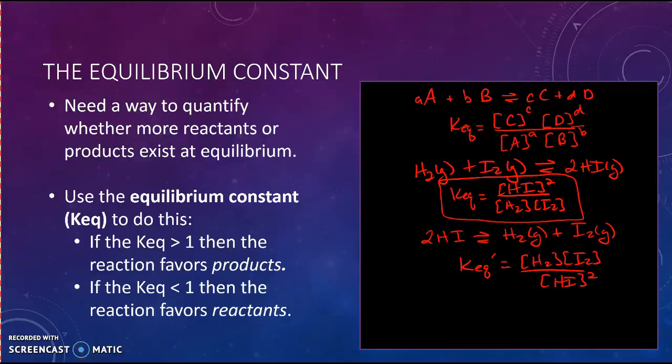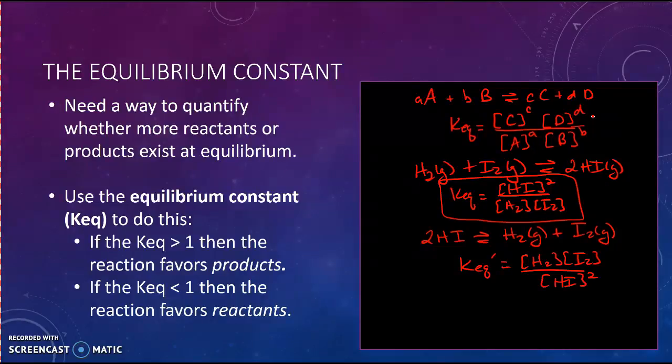And as I said, the most valuable information we get from it is its magnitude. So if we are given an equilibrium constant for a reaction, and that equilibrium constant is greater than 1, notice the products are on top. So if it's greater than 1, then what that means is that when that reaction achieves equilibrium, I'm going to have more products than I will reactants.